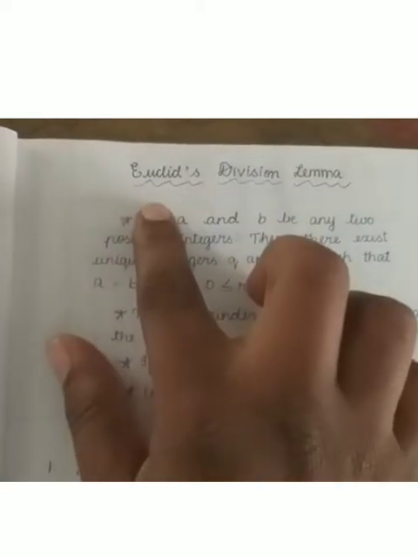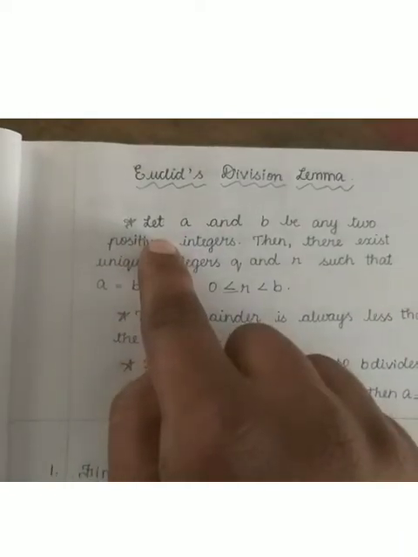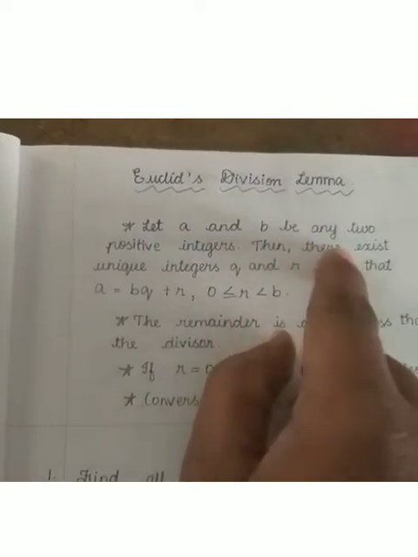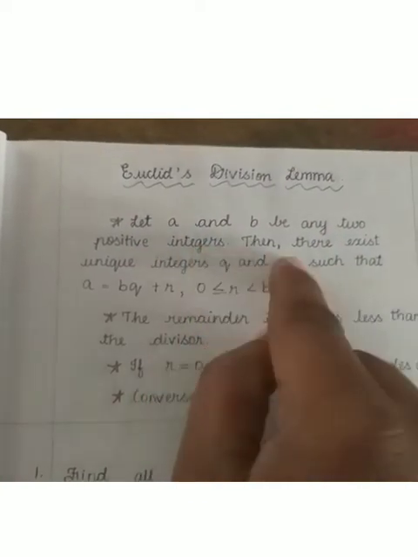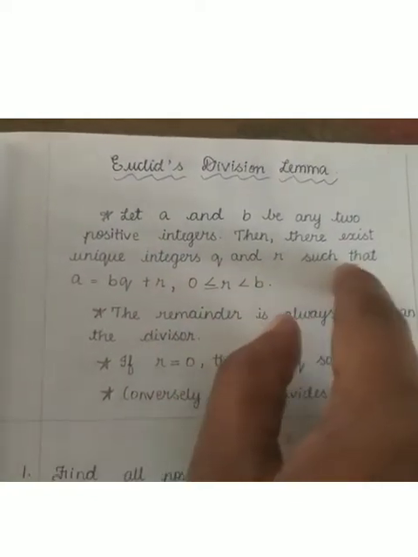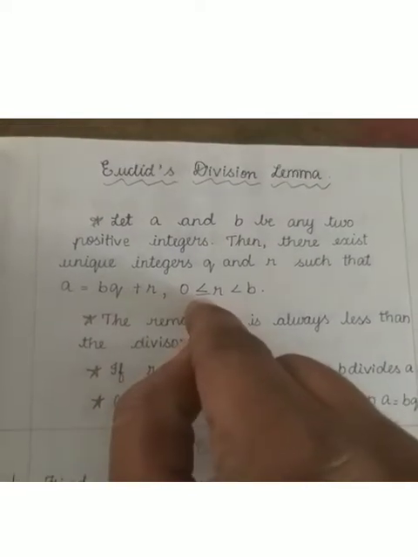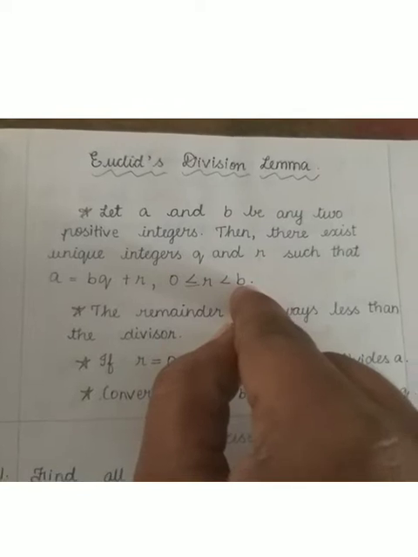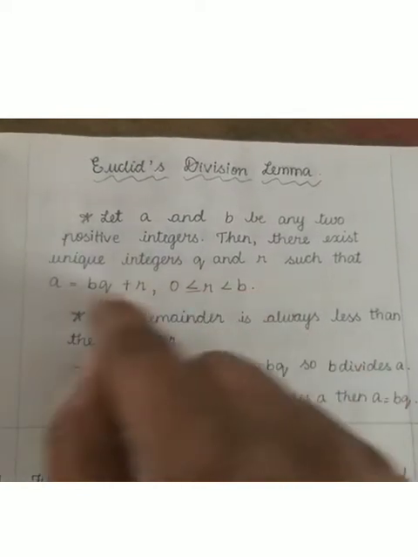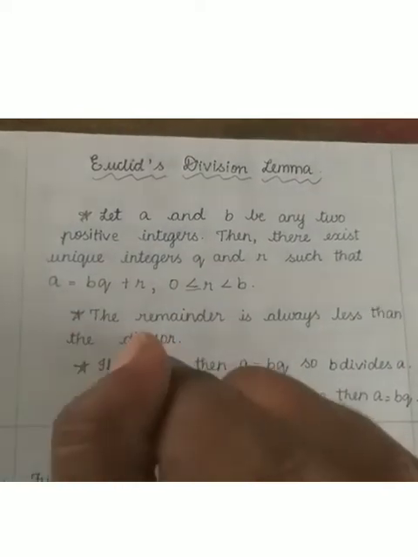We are going to see Euclid's division lemma. Let a and b be any two positive integers, then there exist unique integers q and r such that a equal to bq plus r. Here r is greater than or equal to 0, less than b. b means divisor. The remainder is always less than the divisor.